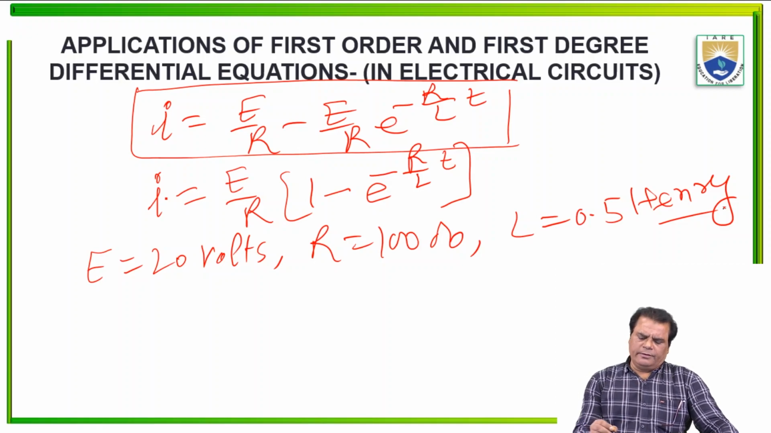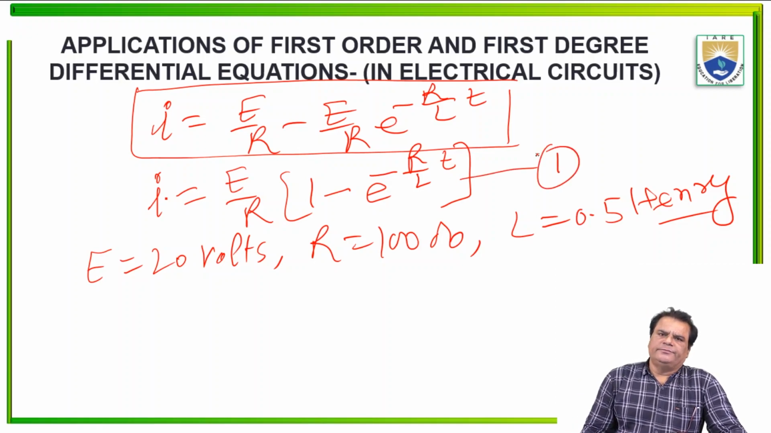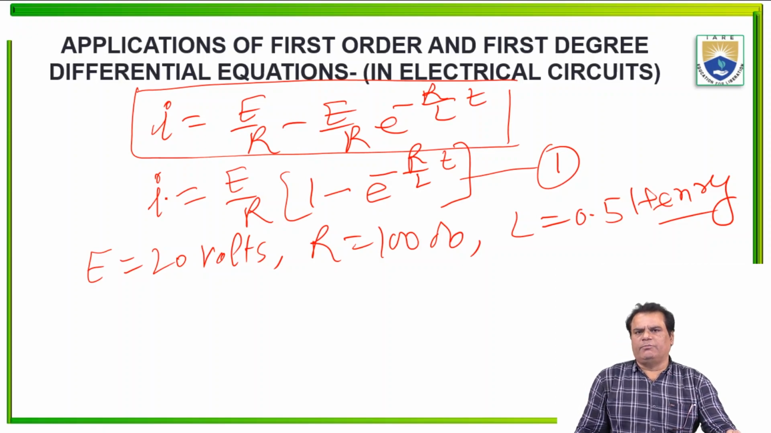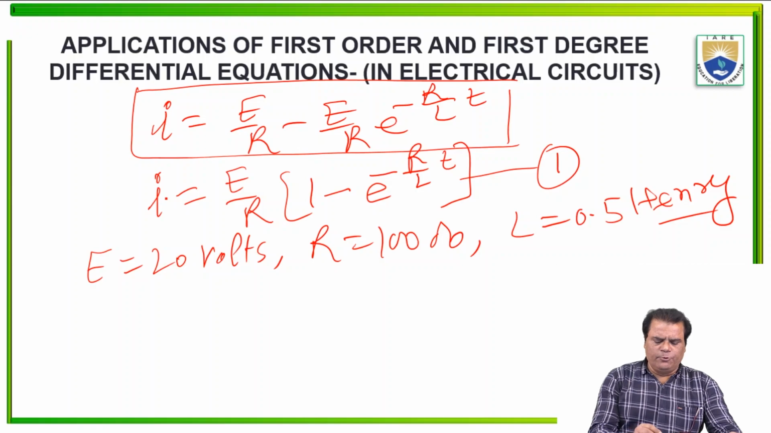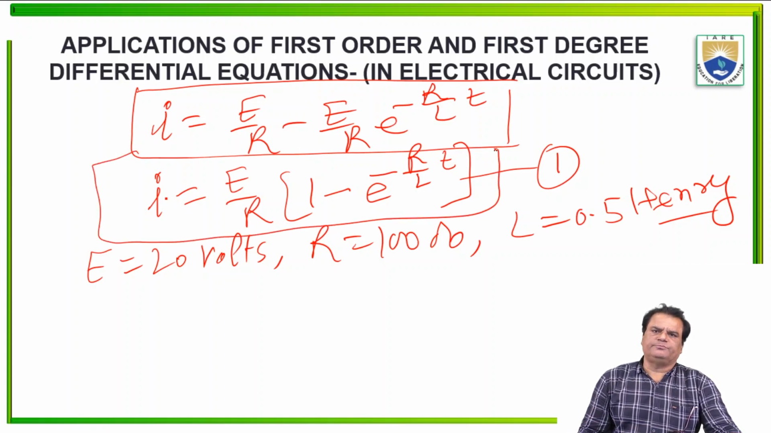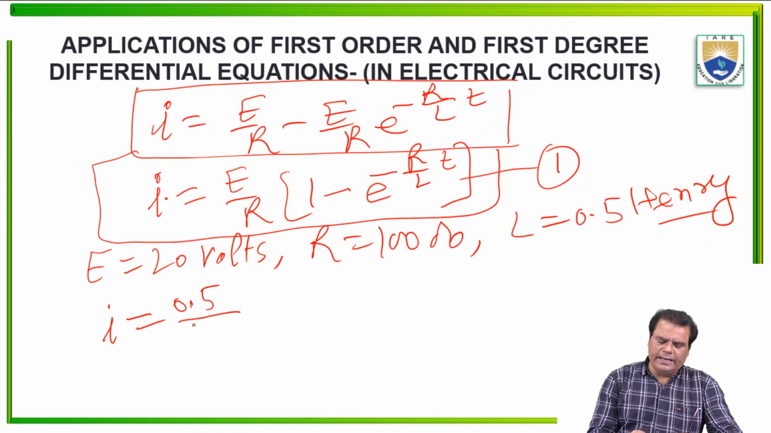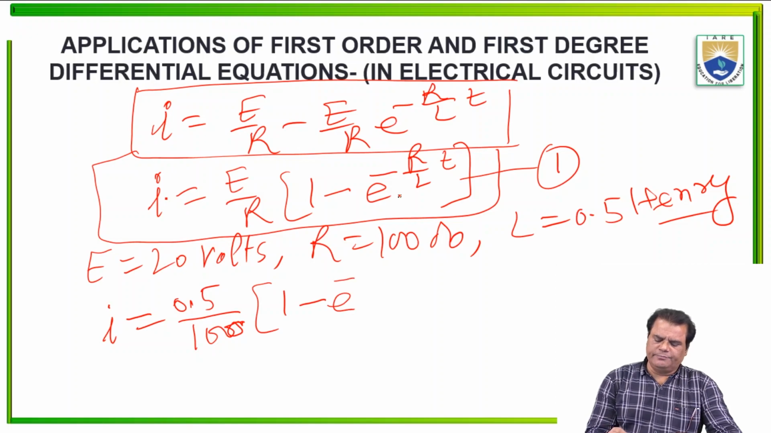These values we put in equation 1. This is the formula for current in an LR circuit. If an LR circuit is given, then we apply this formula. We have proved this formula just now. So I equal to E upon R, R is 100, and 1 minus e to the power minus R upon L, L is 0.5. What is E? E is 20.